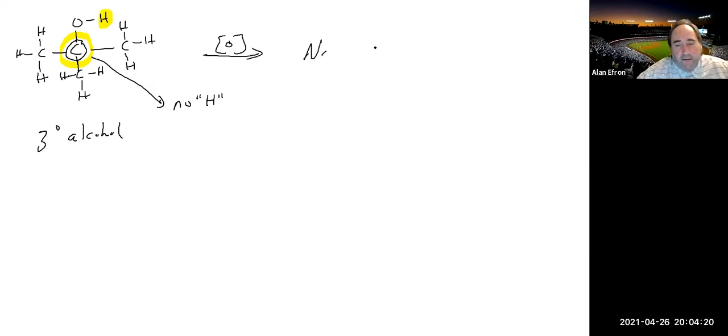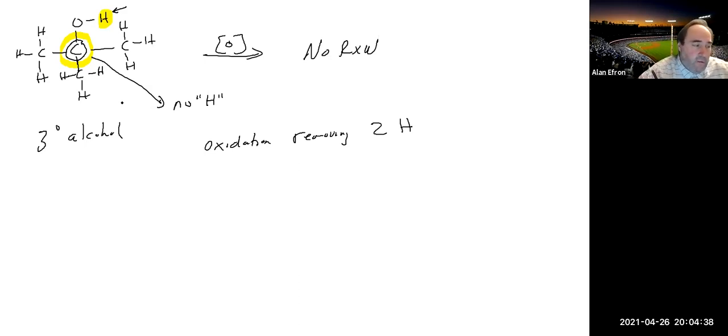It will not go through an oxidation reaction, because an oxidation reaction means removing, in this case, two hydrogens. Although we do have one, we're missing that second hydrogen off of that carbon, which means a tertiary alcohol will not go through an oxidation reaction. Any questions on that there?